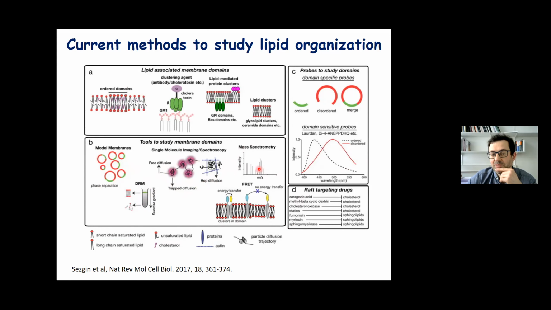You have, of course, mass spectrometry methods, which are very interesting. You can also do imaging with this technique. And I will be talking more about techniques where we use smart probes that change color. So it's presented here. These are domain-specific probes.